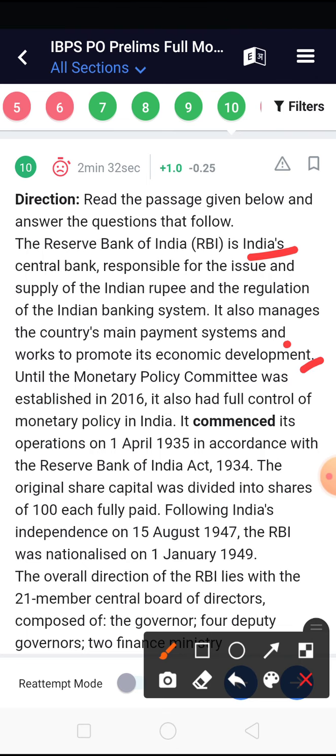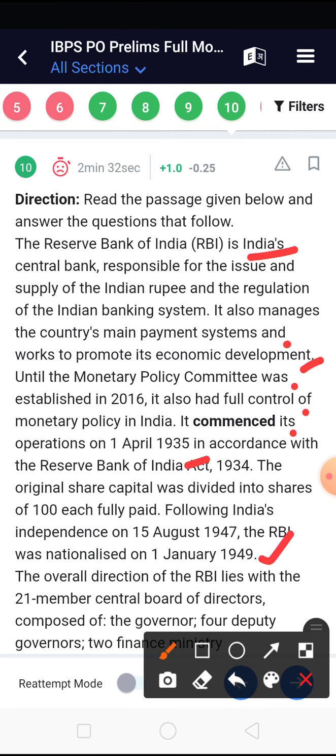Until the Monetary Policy Committee was established in 2016, it also had full control of the monetary policy in India. It commenced its operations on 1 April 1935 in accordance with the Reserve Bank of India Act 1934. The original share capital was divided into shares of 100 each, fully paid. Following India's independence on 15 August, the RBI was nationalized on 1 January 1949.